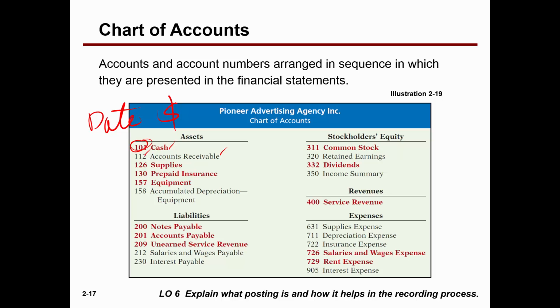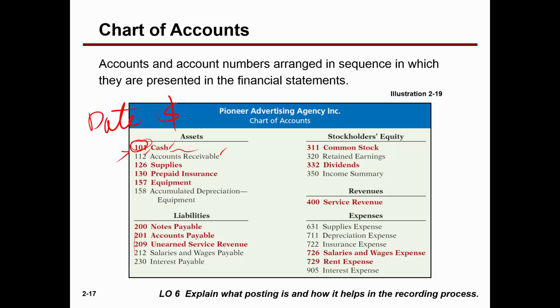All of these are unique numbers for each of these accounts here. And notice that they're not sequential, like there's a gap between this 101 and 112. That's just leaving room in case later on our Pioneer advertising agency needs more accounts in between these two accounts. They can insert another account number and the name.